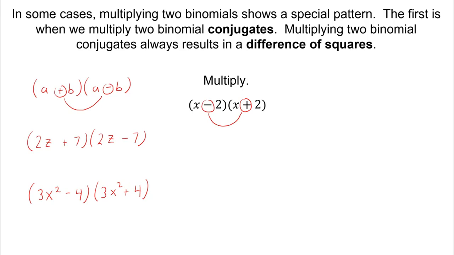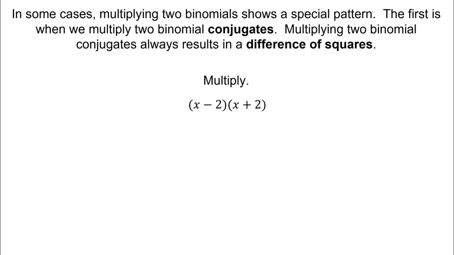Those are binomial conjugates. So let's first do this the long way, and then we'll discover the short way to multiply two binomial conjugates. All right, let's do our double distribution. The first step would be to multiply x times x, which is x squared. Second step would be to multiply x times 2, which would be 2x. Now here's the double part of the distribution. We multiply the negative 2 times the x, which is negative 2x. And then we multiply the negative 2 times the positive 2, which is minus 4.